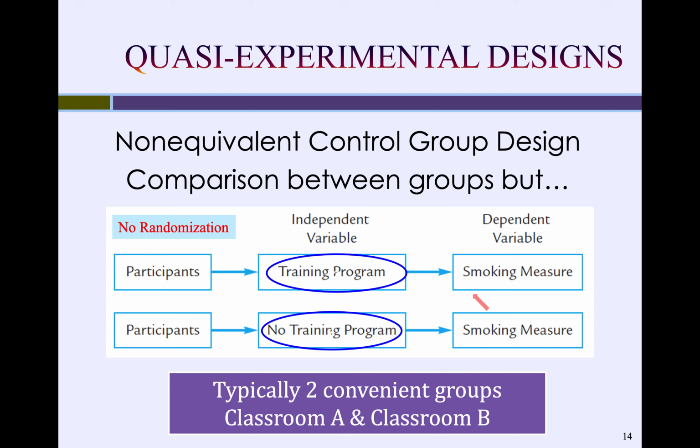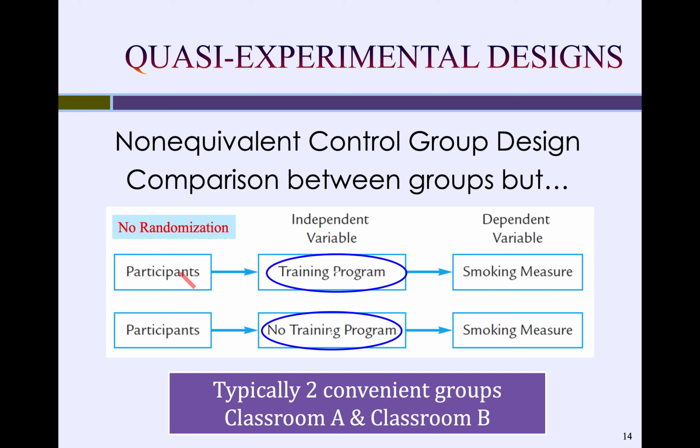And in the end, what you're doing is you're measuring their smoking behaviors and seeing if the training program had an effect. And here you're able to make a comparison between these two groups. So you essentially do have an experimental group and a control group, but what you don't have is randomization. So you have one group that was given the training program, they're the experimental group. The second group did not get a training program. They're considered the control group.